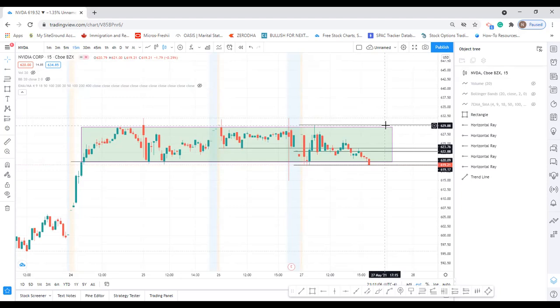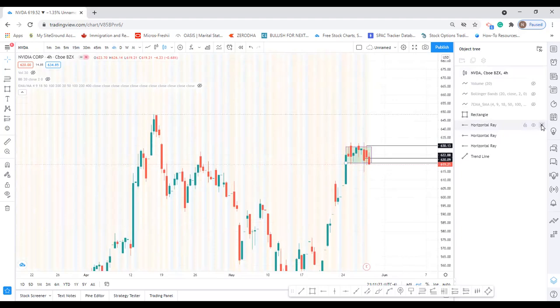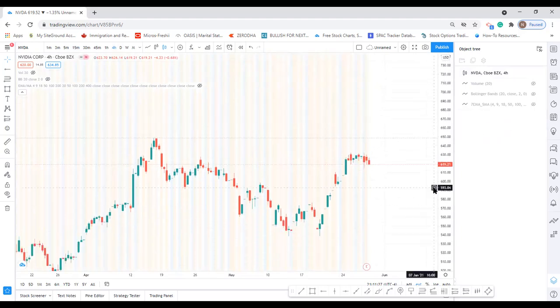Okay. Bigger the time frame, lesser the noise. Smaller the time frame, bigger the noise. So when you are doing day trading, what you want to do is go to the 4-hour chart. Let me draw the trend line at the same time, and the resistance and the support level.